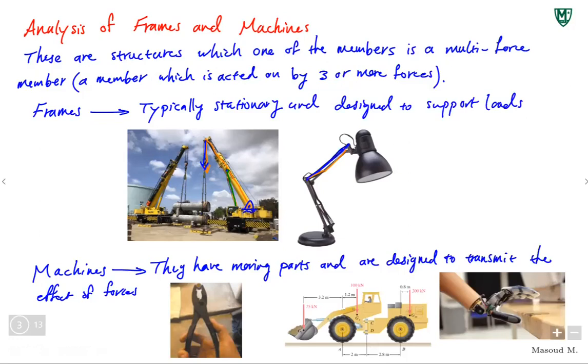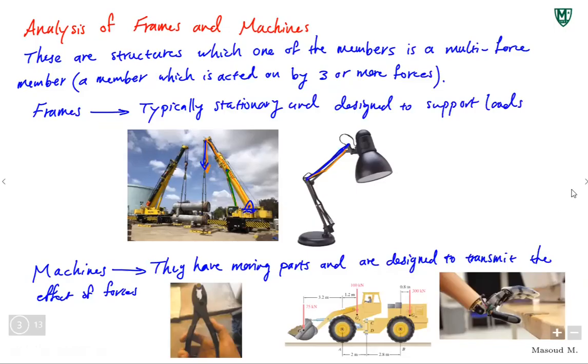But if you see something and you cannot classify whether it's a machine or a frame, you don't need to worry about it that much, because the way we analyze these two structures is pretty much the same.